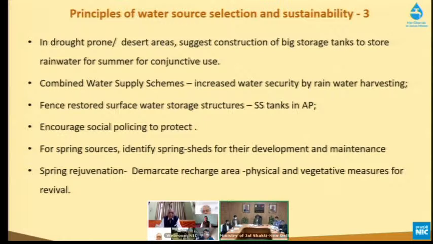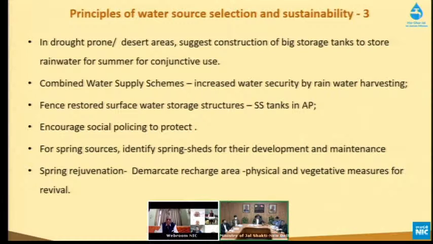And again, the water storage tanks which act as water security can be fenced and restored under the MGNREGA.